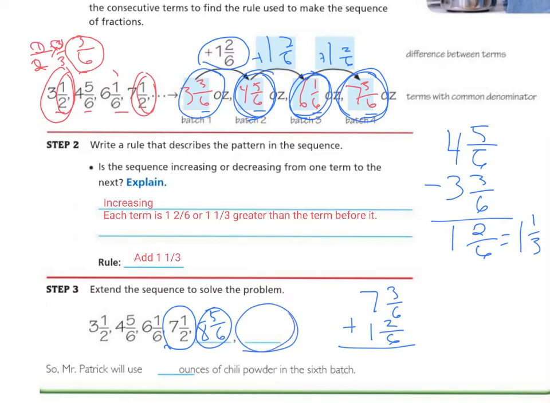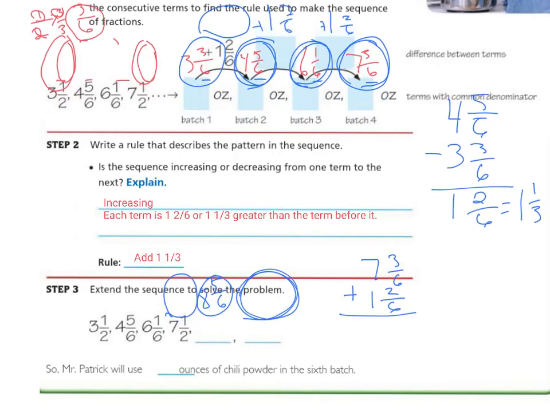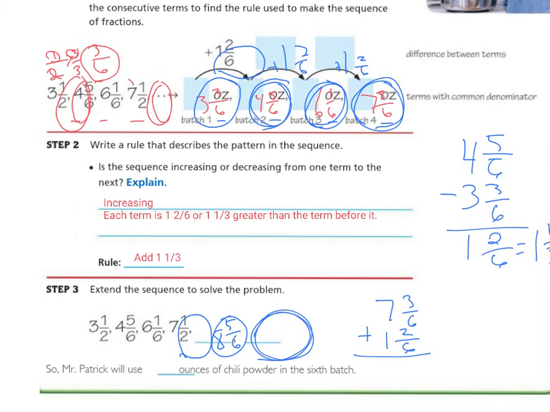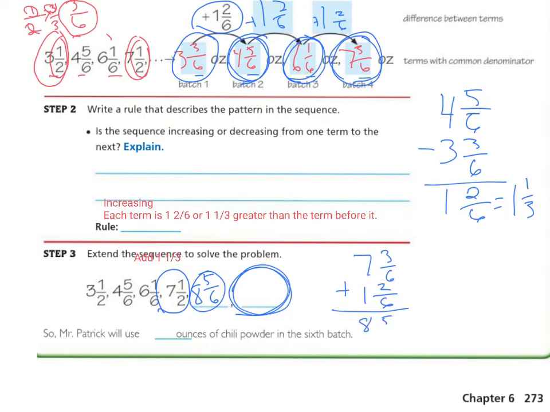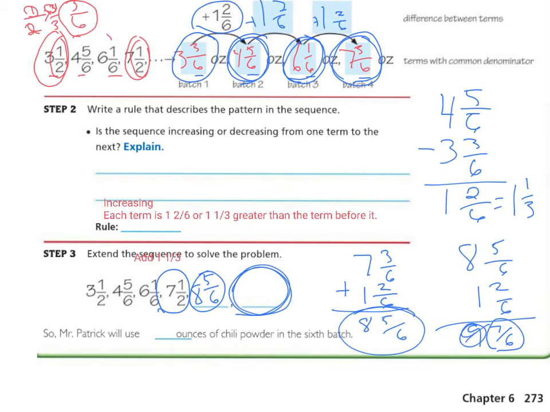And then in order to find out my final answer here, I'm going to have to add the 1 2/6 to the answer that I got here, which was 8 5/6, and I'm going to get 9 7/6, okay? But remember, 7/6, 6 goes into 7 one time, so that would change this into a 10. So I would get 10 and 1/6. So my final answer is Patrick will use 10 and 1/6 ounce of chili powder in the 6th batch.